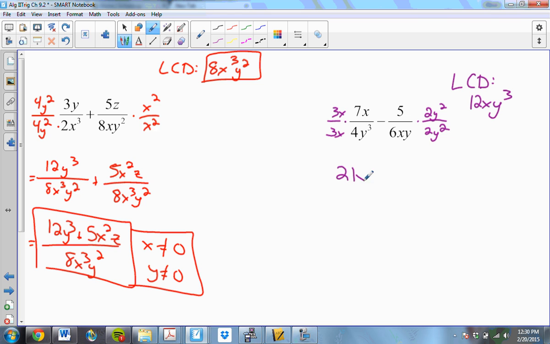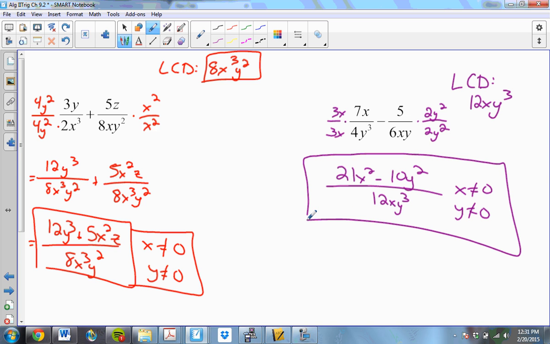It's 21x squared minus 10y squared over 12xy to the third. The bottom is always just going to be your denominator, which is really nice. If anything could simplify it all, I would try to simplify it, but nothing can, so that's my solution.